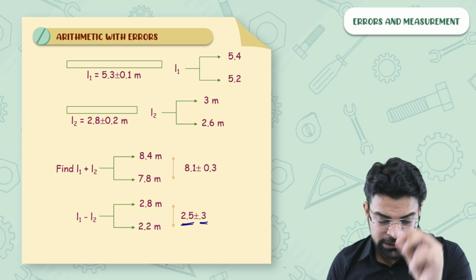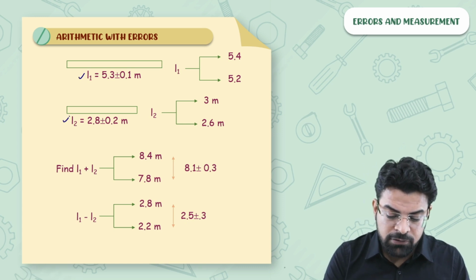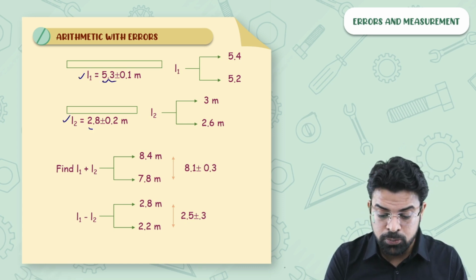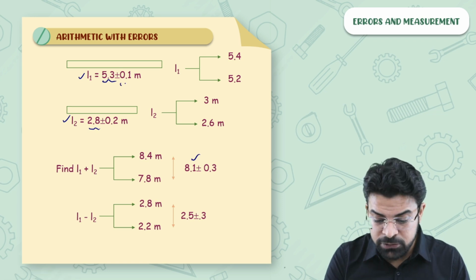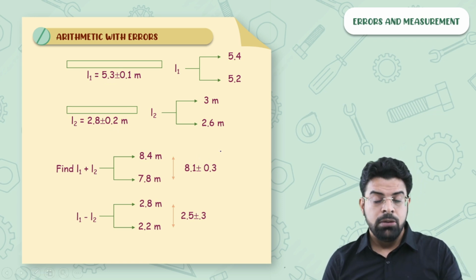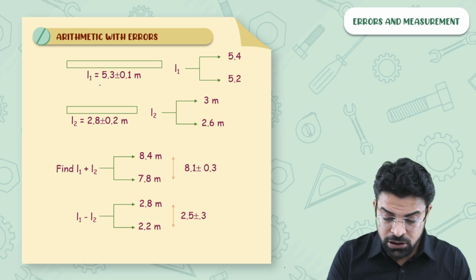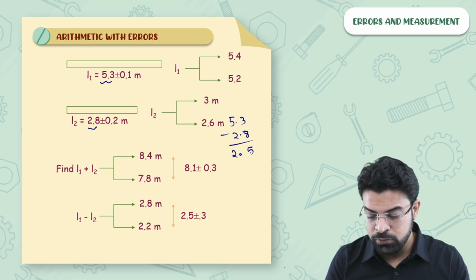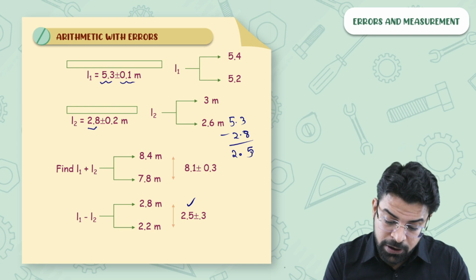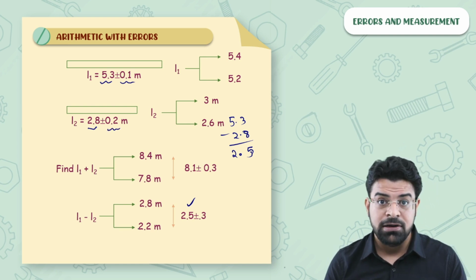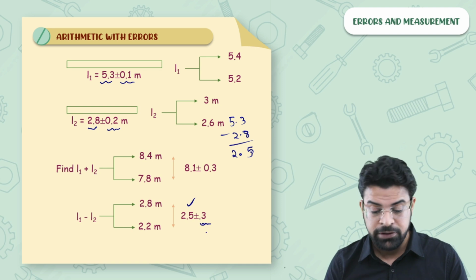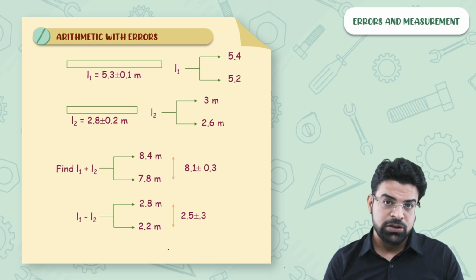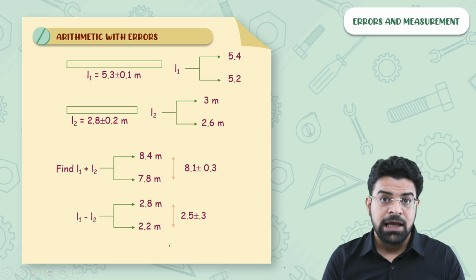Now I want to emphasize here, when you add up L1 and L2, you add up the absolute part, you get 8.1. You add up the error part, you get 0.3. But when you are finding their difference, you subtract the absolute part, 5.3 minus 2.8, here you get a 5, 4 minus 2, you get a 2.5. So the absolute part gets subtracted, but the error part is not subtracted, it is added. You again get 0.3. So remember the world famous statement, errors always add up.